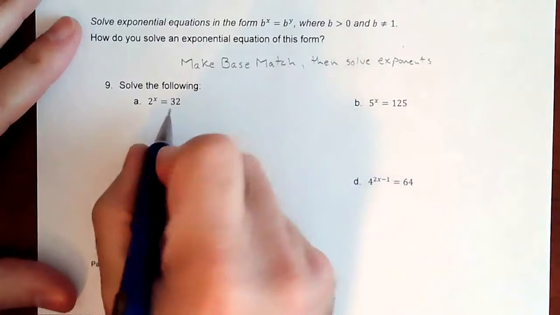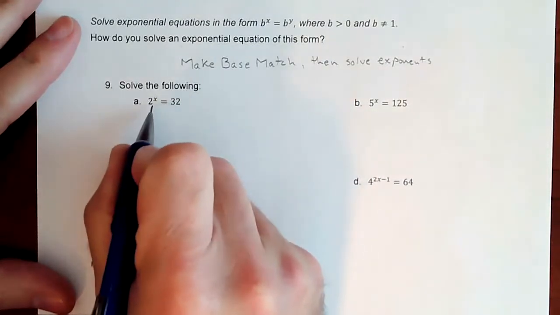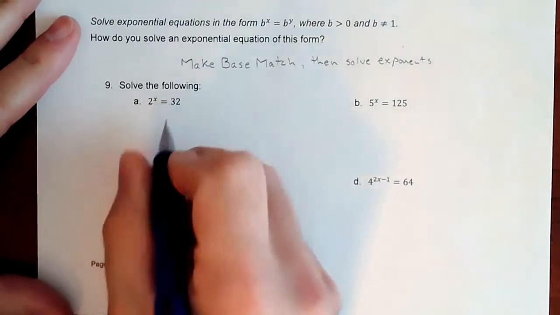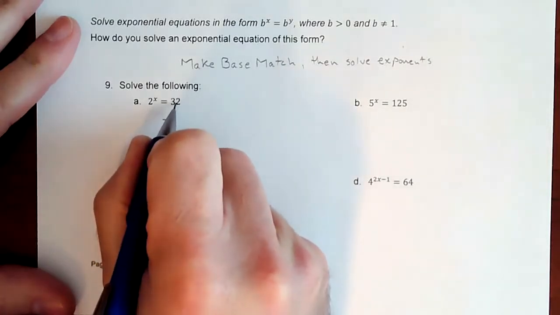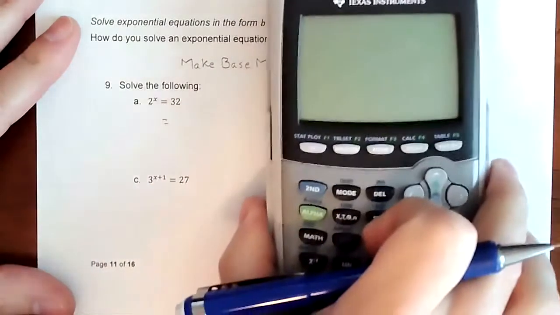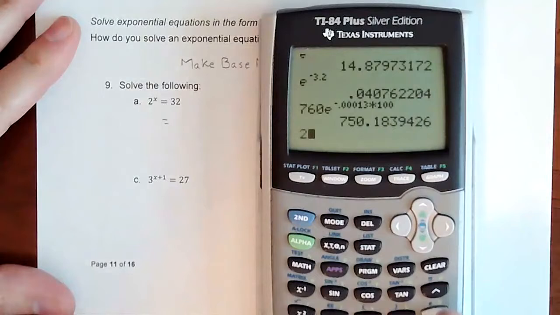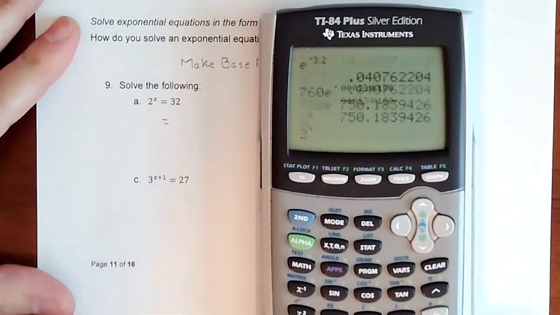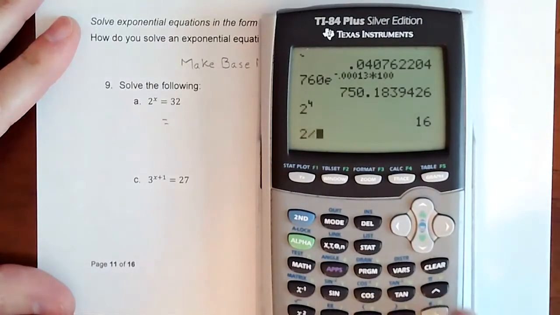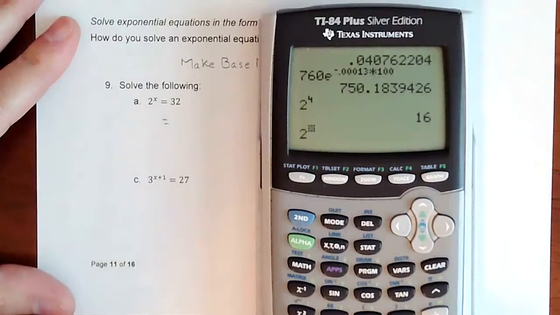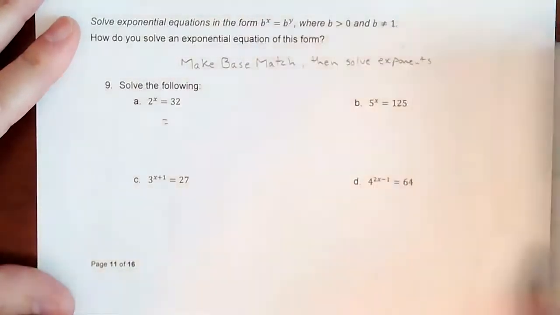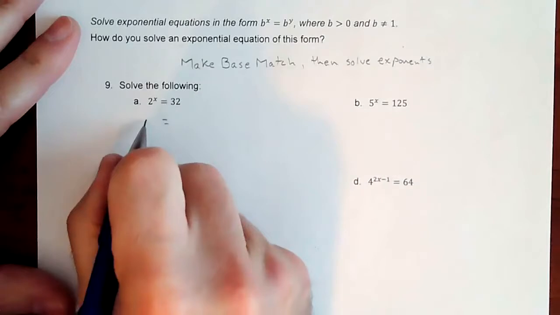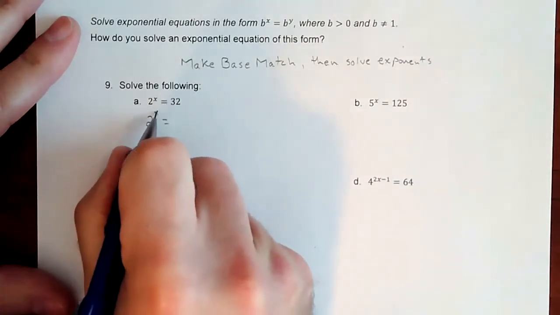So it's not a coincidence that 32 is a bunch of twos. If you test that out, 32 is 2 to the 5th power. That's just me doing trial and error. 2 to the 4th, don't know, 2 to the 5th, and there we go. So I'm going to rewrite my 32 as 2 to the 5th because I want it to look the same as the left.